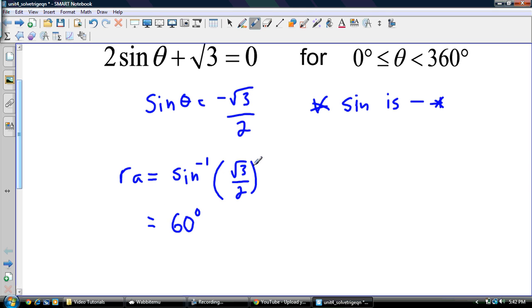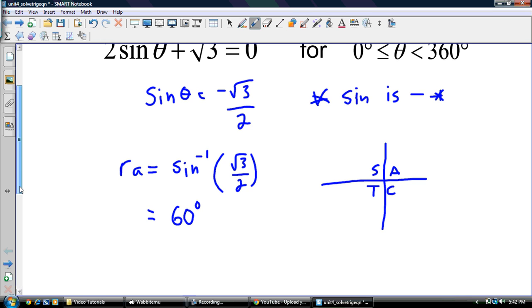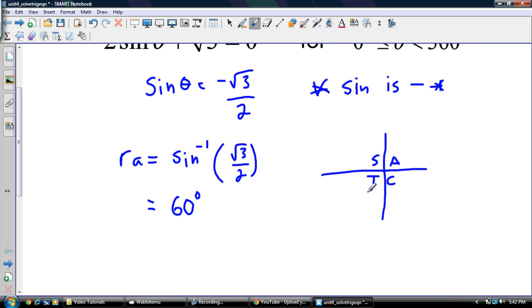Now this is where we go back to the fact that sine is actually negative. So we have to look at our CAST rule. My CAST rule says that sine is negative in the third and the fourth quadrant. Here, cos is positive, all are positive, sine is positive, and tangent is positive. So sine is negative in my third and fourth quadrants. What that means is 60 is not actually a solution. 60 is just the related angle to the solutions in these two quadrants.